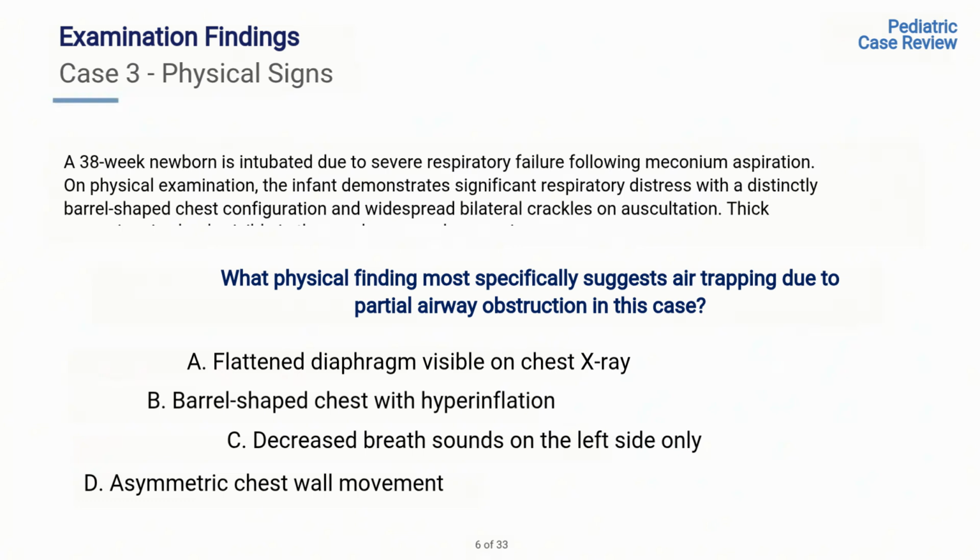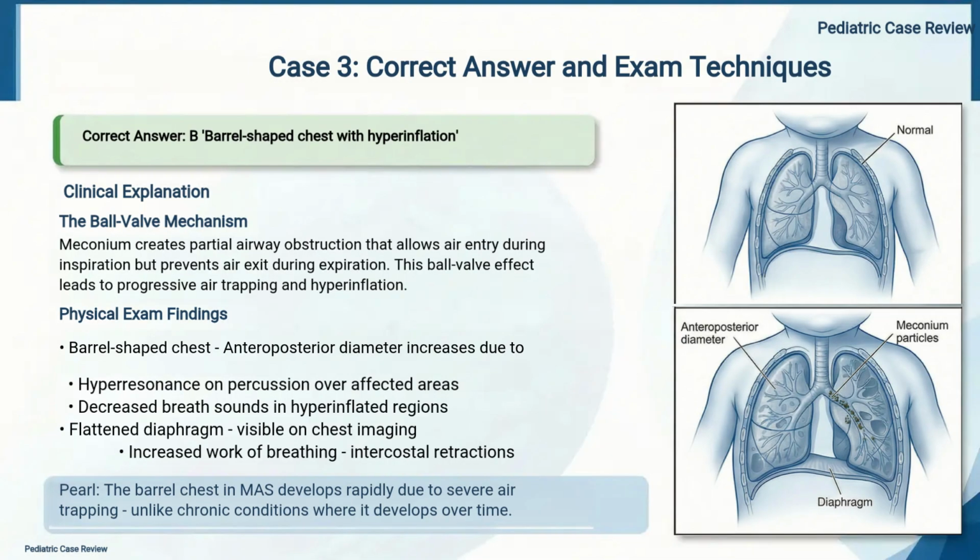Option A. Flattened diaphragm visible on chest X-ray. Option B. Barrel-shaped chest with hyperinflation. Option C. Decreased breath sounds on the left side only. Option D. Asymmetric chest wall movement. The correct answer is Option B. Barrel-shaped chest with hyperinflation. This is explained by the ball valve mechanism.